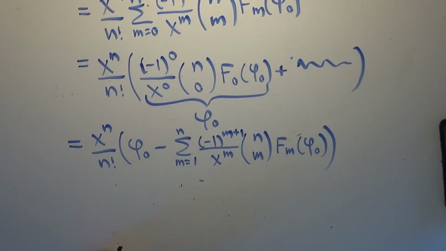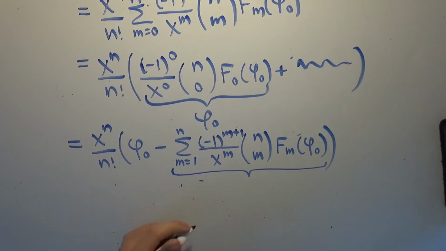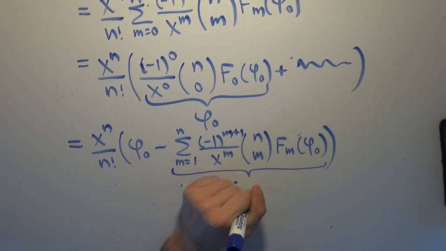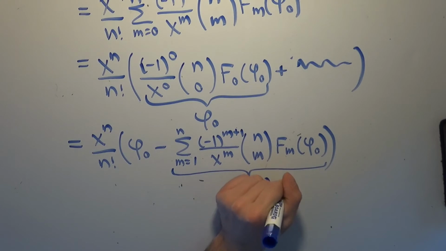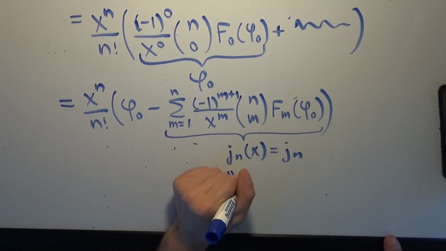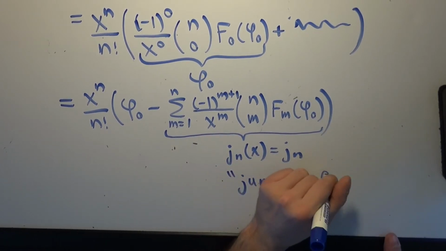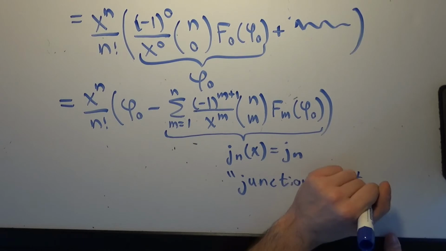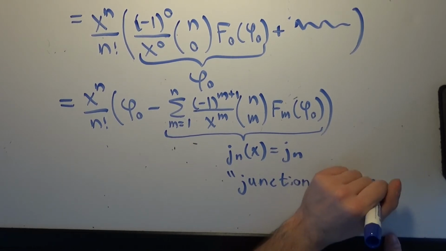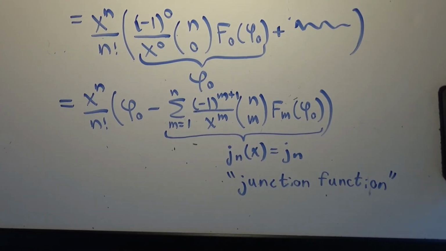And what we're going to do now is we're going to assume that this expression, this sum, we're going to call it something new. We're going to call it j sub n of x, or maybe just j sub n for short. And this I like to call, just because it's a funny name, our junction function. I don't know why I call it this, other than the fact that it rhymes. I don't have a reason for it, but a junction function with respect to phi. Phi 0, I guess we could say.